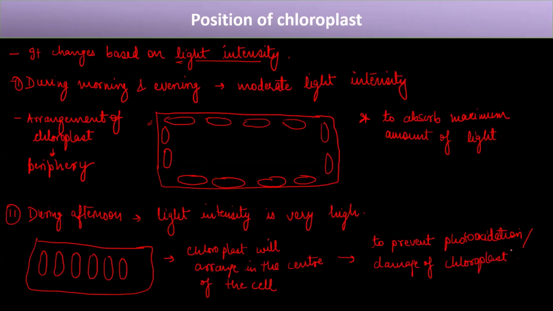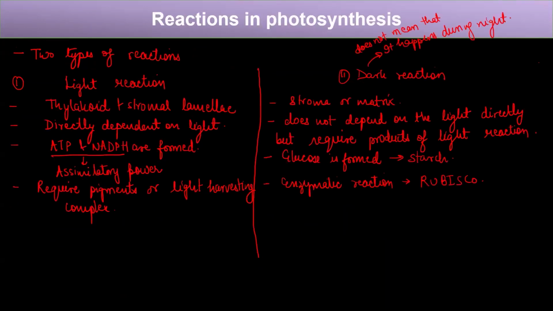So this is the position of the chloroplast based on the light intensity. When it's moderate, they will be on the periphery to ensure that they absorb the maximum amount of light. But when the light intensity is very high, they will assemble in the center so that it can prevent photooxidation or damage of the chloroplast.